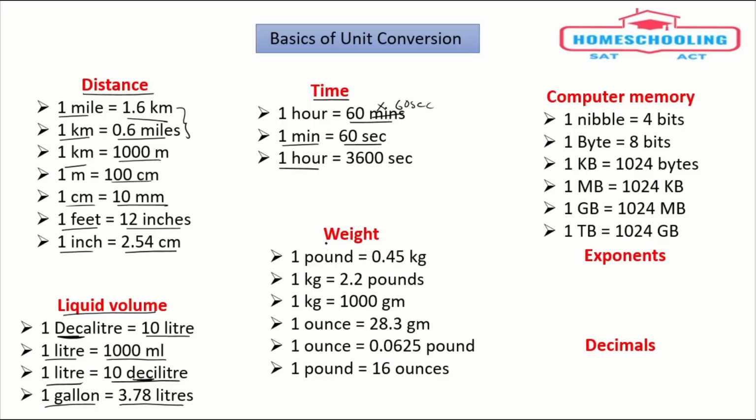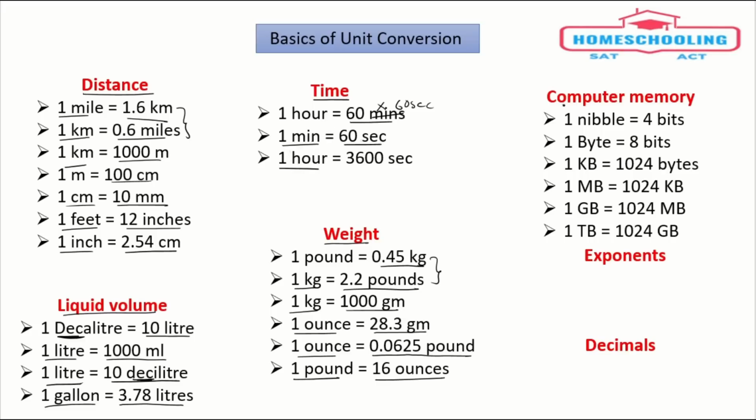Now let's move on to the weight units. 1 pound is equal to 0.45 kilogram, and 1 kilogram is equal to 2.2 pounds. So this is very important. Then 1 kg is equal to 1000 grams. 1 ounce is equal to 28.3 grams. 1 ounce is equal to 0.0625 pounds, and 1 pound is equal to 16 ounces. So you have to remember these units.